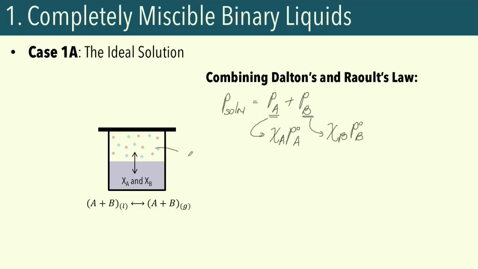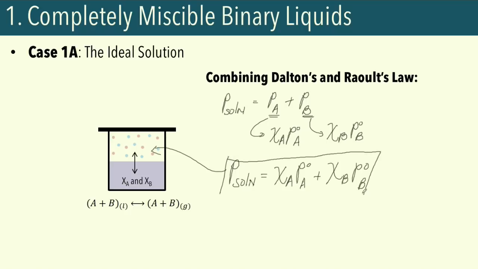Overall, we can get an expression for the vapor pressure of the solution as the mole fraction of A, where mole fraction tells us the composition of the mixture, multiplied by the corresponding pure vapor pressures of our components, plus the same for B. This is our expression for determining the vapor pressure of an ideal solution.